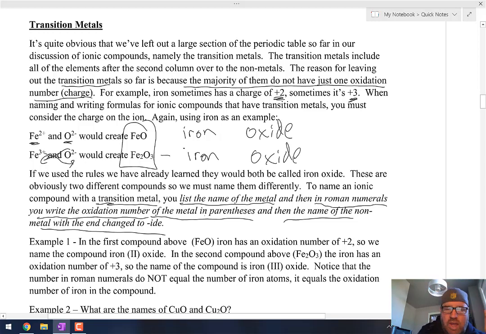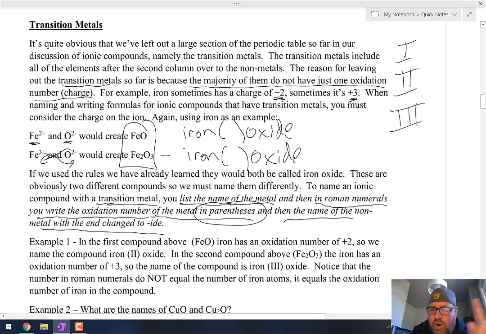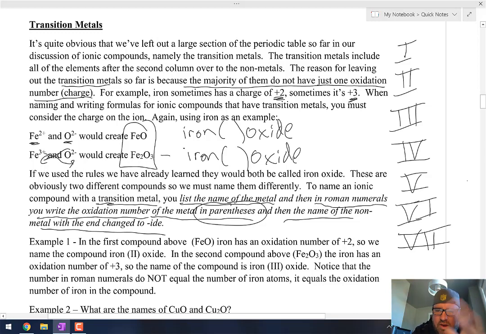So in parentheses, I'm going to put some parentheses here, you're going to put the Roman numeral. Again, this is not a Roman numeral class. 1, 2, 3, where it gets tricky with Roman numerals is 4, which is IV, V is 5, and then 6 is VI, 7. You're not going to have anything bigger than that.